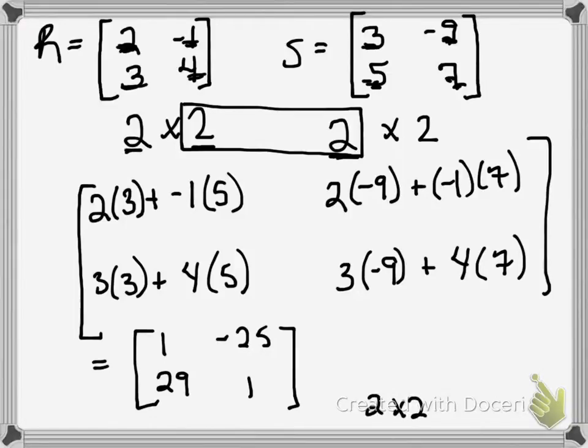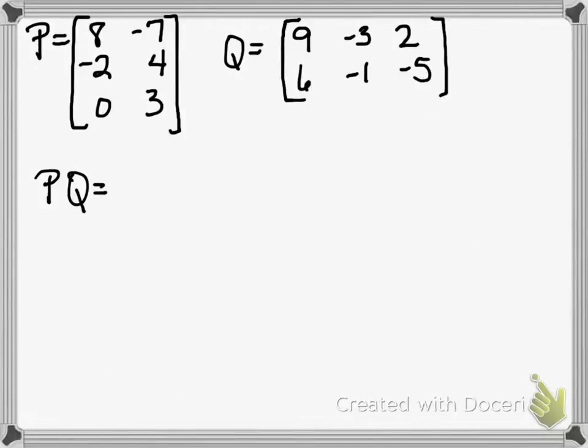Notice my ending result is a 2 by 2 matrix. That 2 comes from here and from here. The middle ones just kind of disappear. So it's a 2 by 2 matrix. Okay, let's look at another one.